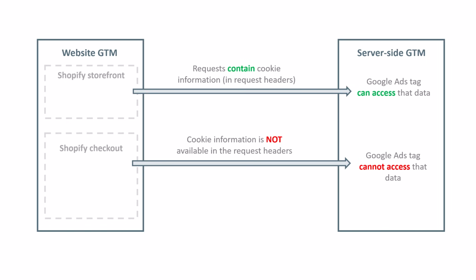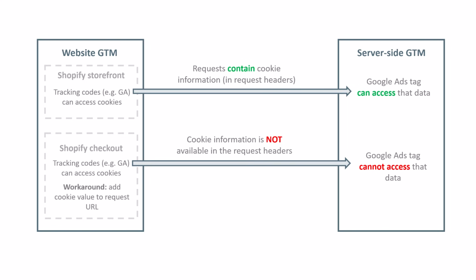Well, luckily, our website Google Tag Manager and the tags inside of it, they can access the cookies. And this applies both to tags inside the storefront and also to those tags that fire on the checkout. So our workaround would be to manually add the cookie value to the requests that are sent to the server. For example, we could add a parameter called custom FPG claw, which equals to the actual cookie value. And then we will need to configure the server-side Google Tag Manager container to read this particular value. And then Google Ads tag will take it, will use it, and then will send the conversion data to Google. So let's see how can we do this.